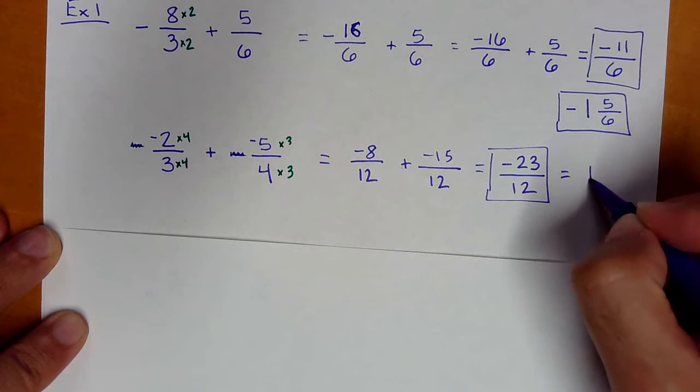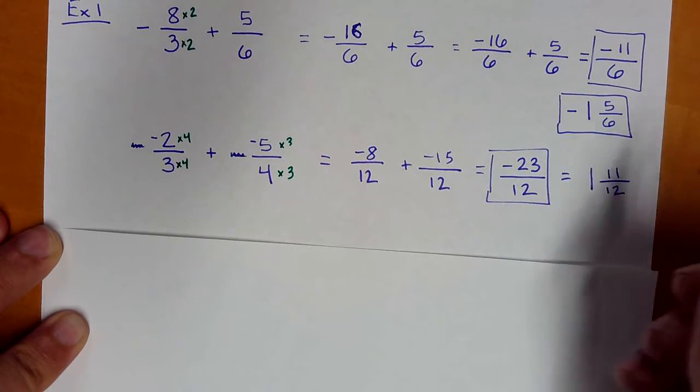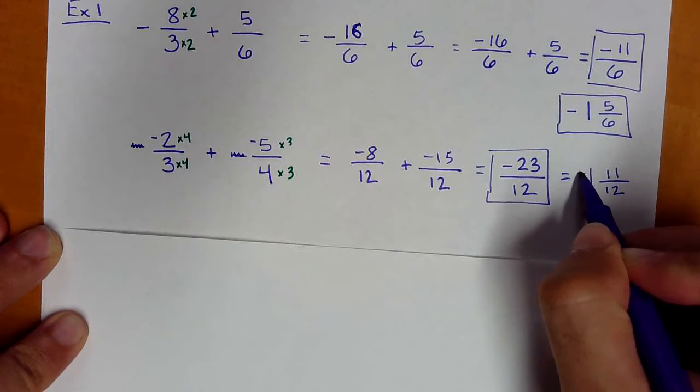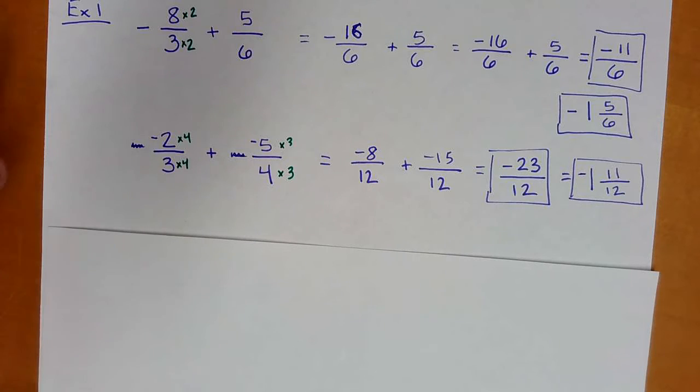12 goes in once with 11 left over. Negative improper, so I need a negative mixed number.